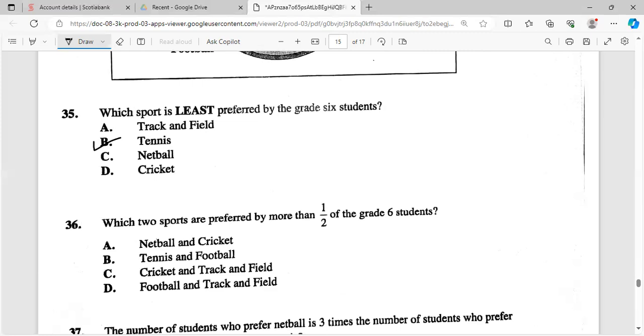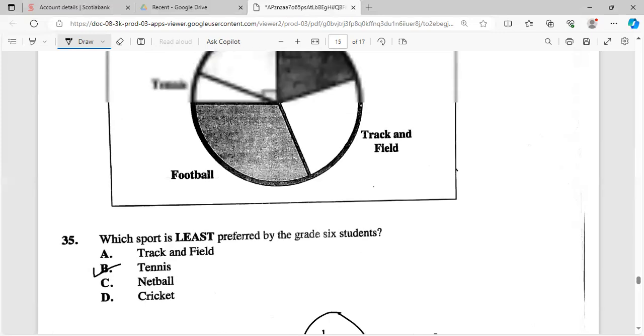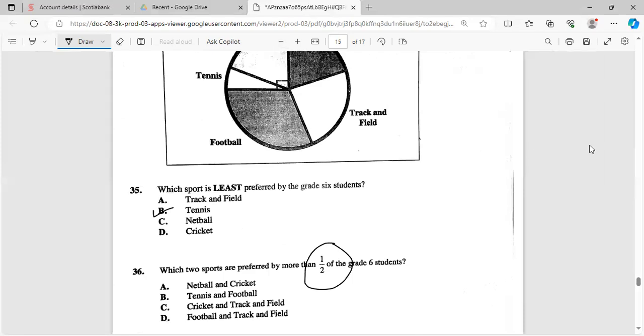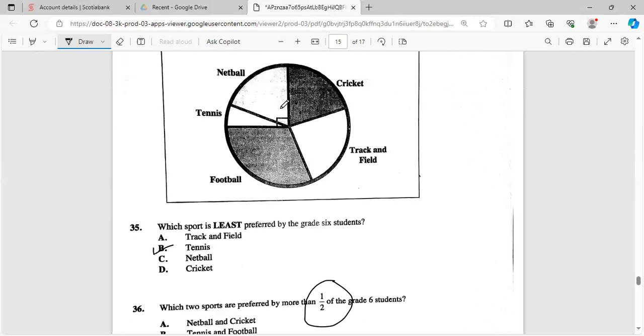Alright, let's look at 36. Which two sports are preferred by more than half of the grade 6 students? So what you're going to do is basically combine them to see which one will give you a half. Let me just mark this because I want to go through them one at a time. So first we have netball and cricket. Netball and cricket, that is not half. Half would be about here. Remember, a semicircle could be a half, so we can eliminate that first of all.